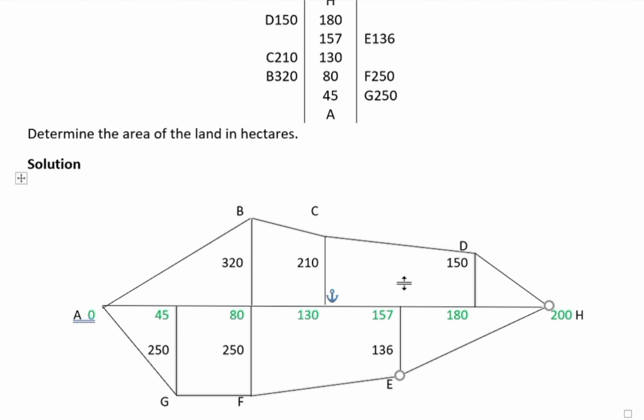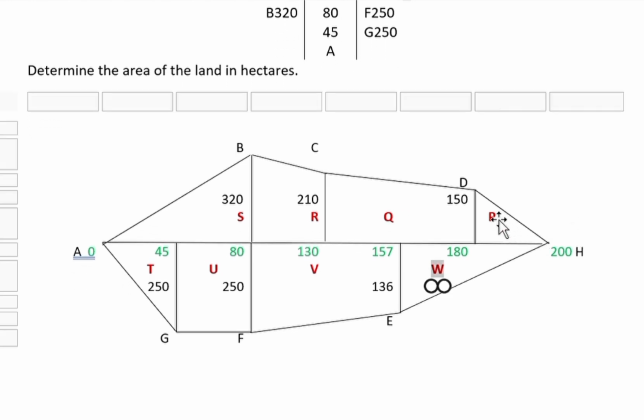You can realize that this piece of land is consisting of different shapes, so we better label the shapes. So we have P, Q, R, S, T, U, V, and W. Those are the small pieces which form the plot. Now for us to find the area, we need to get the area of this. To get the area of the piece of land, we need to get the area of these small shapes.